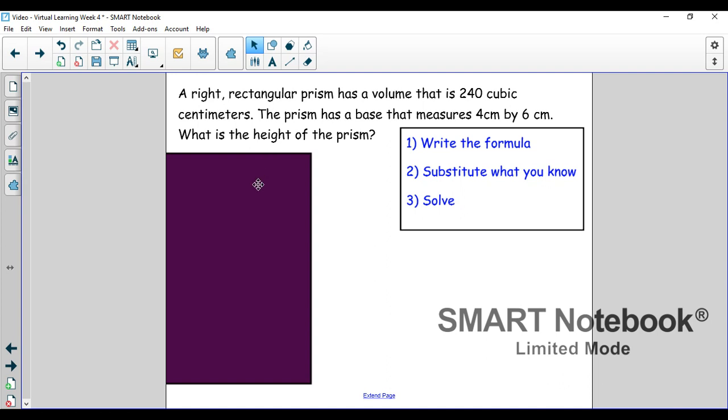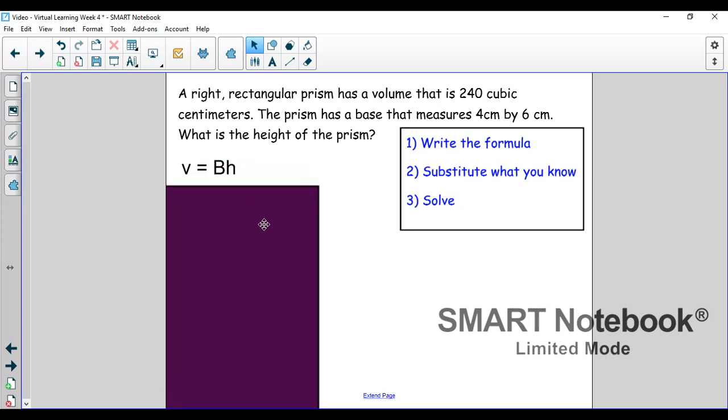All right, let's go over this one. So this one says a right rectangular prism has a volume of 240 cubic centimeters. The prism has a base that measures 4 by 6 centimeters. That's a length and a width. What is the height of the prism? Again, we're working backwards with volume.